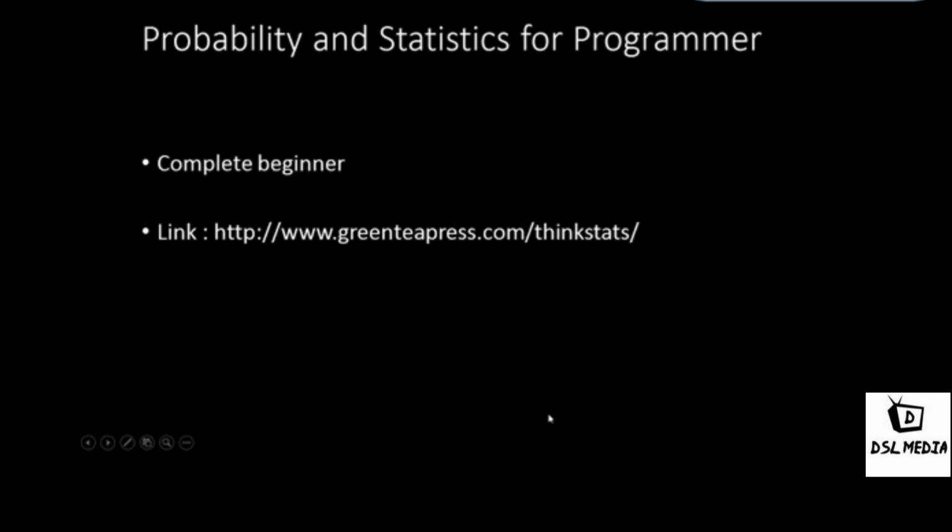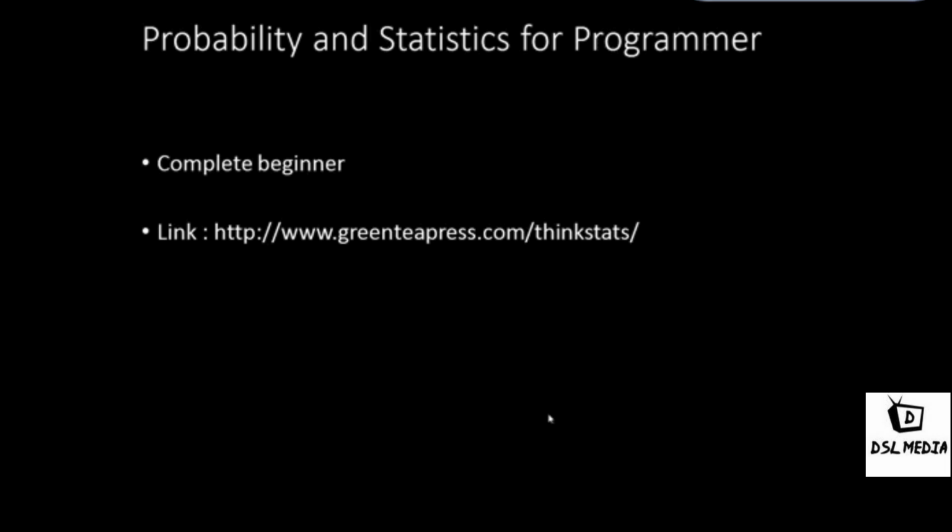With some basic statistics and probability stuff, right? So for that you should read a book called Probability and Statistics for Programmers. It's for complete beginners, so you can get started with some mathematical probability and some data analysis using basic statistics, and then you can go ahead with other advanced books.